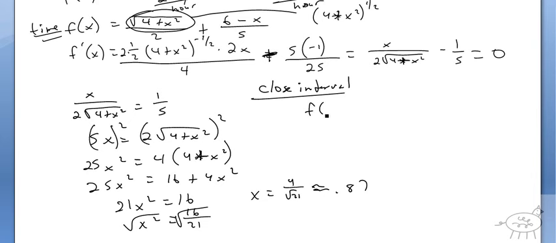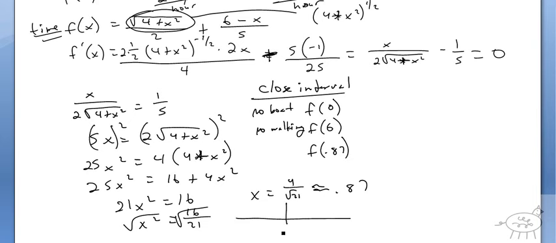So if I do f of 0, and remember x represents the distance she should cover downstream in her boat. So this means no boat. And then we have f of 6, which means no walking. And then we have f of our 0.87, which is our maximum. And we actually should check this too. Okay, 0.87, and we'll check 0.7 and 0.9.